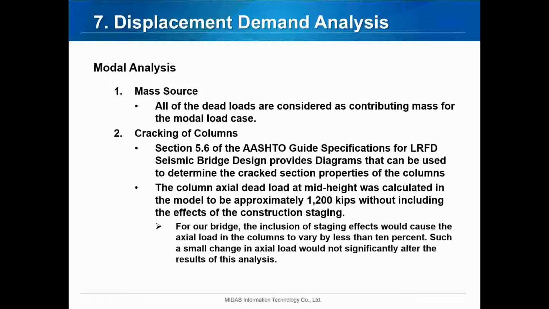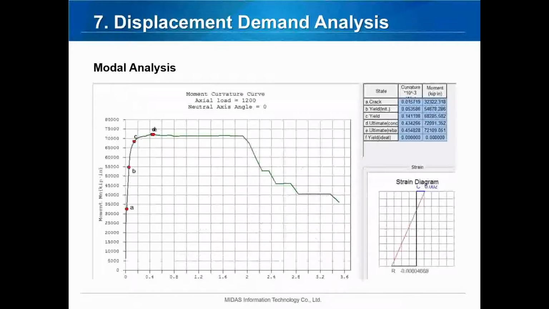Section 5.6 of the AASHTO guide spec requires that we determine the cracked section properties of the columns. Based on our actual load, we determined 1200 kips was the actual load without including the effects of construction staging. For our bridge, we found that the staging effects caused very little, less than 10% change in the actual load. And so it was okay to use this model on our structure.